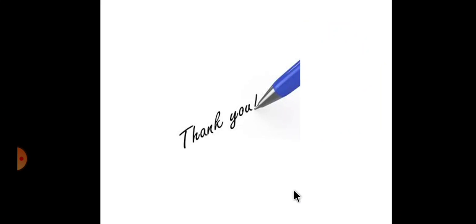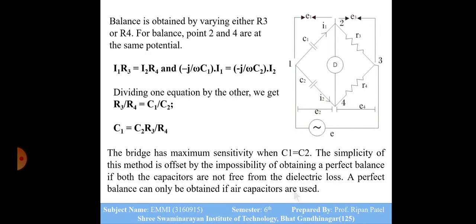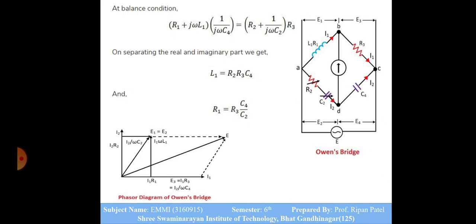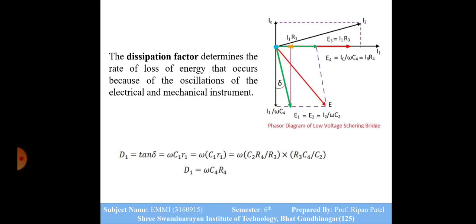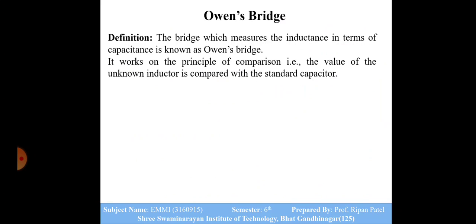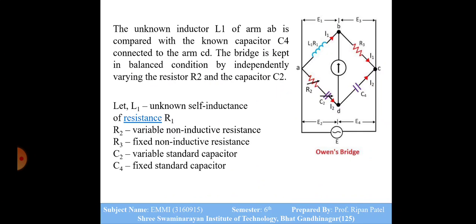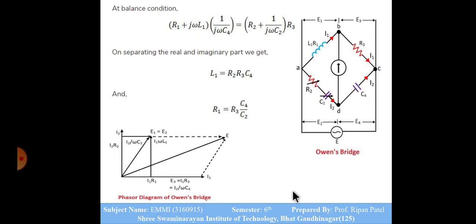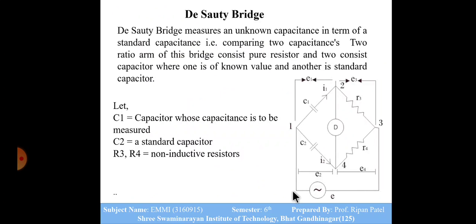Okay, so here I just end the session. In this session we have defined the different capacitor measurement bridges. Firstly the Schering bridge, another is the Owen bridge. The Owen bridge is mostly used for measuring inductors in terms of capacitors, and lastly we have the Sauty bridge.